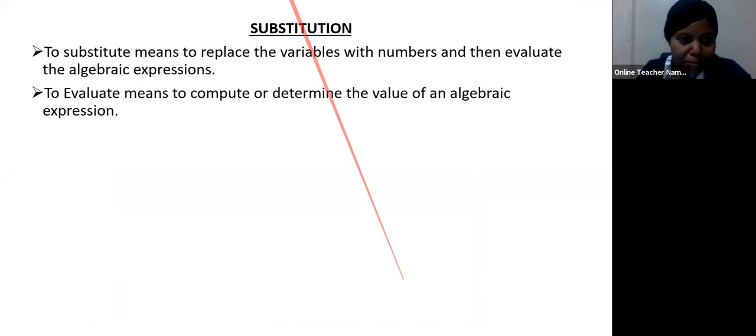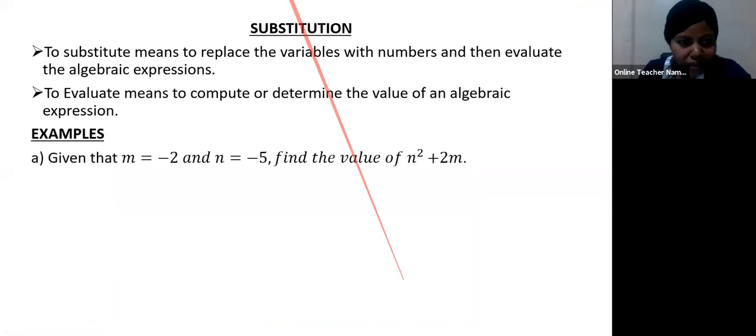Let's look at some examples. We have question 1. I'll solve this one. The question is saying, given that m is equal to -2 and n is equal to -5, find the value of n squared plus 2m. Everyone should be prepared. Find the value of n squared plus 2m.